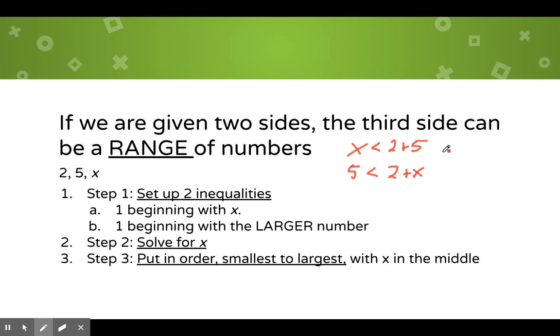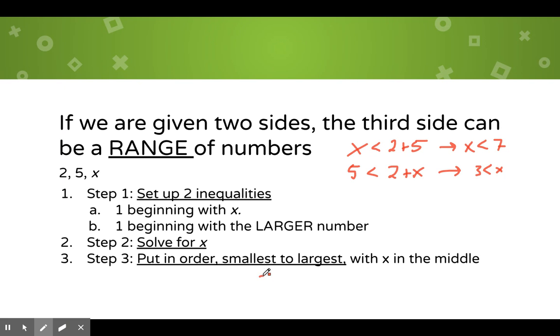All right, so if we added this together, this would create x has to be less than 7. And if we solved here, we would just solve this just like an equation. It's just a greater or less than sign. So we subtract 2 from both sides. 5 minus 2 is 3. That means x has to be bigger than 3. All right, solve for x, put it in order, smallest to largest with x in the middle.